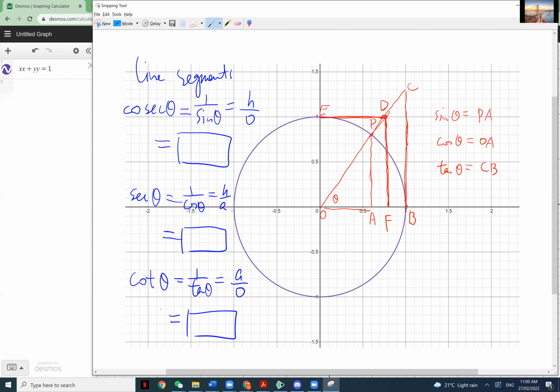Guys, think about which piece. Similar idea, sine theta is just PA. Cos theta is just OA. Tan theta is just CB. Now, oh, very good, Yvonne Jeffrey. H over O.